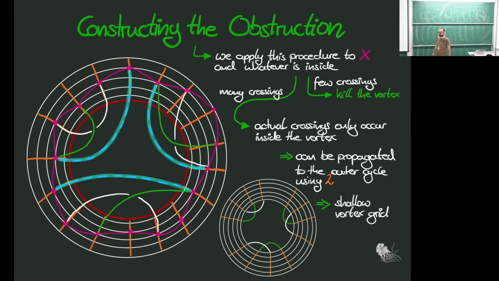So this gives us our shallow vortex grid. And that means this is a forbidden outcome, right? If we say we forbid this guy in the first place, this path here can never happen. So for each vortex, this path will occur. And because we only have a bounded number of vortices, we can kill all of them with a small set.